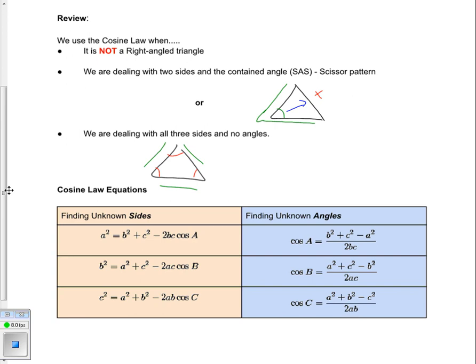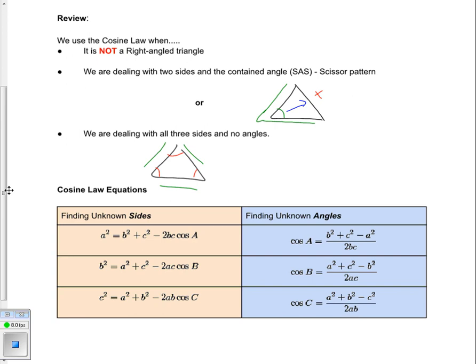cosine law is all relative, or the equations you're going to use for the cosine law is all relative to either the side length or the angle that you're looking for. So in the chart that we have here, for finding an unknown side or figuring out an unknown angle, we have the three basic equations for figuring out the unknown side and the three basic equations for figuring out the unknown angle.